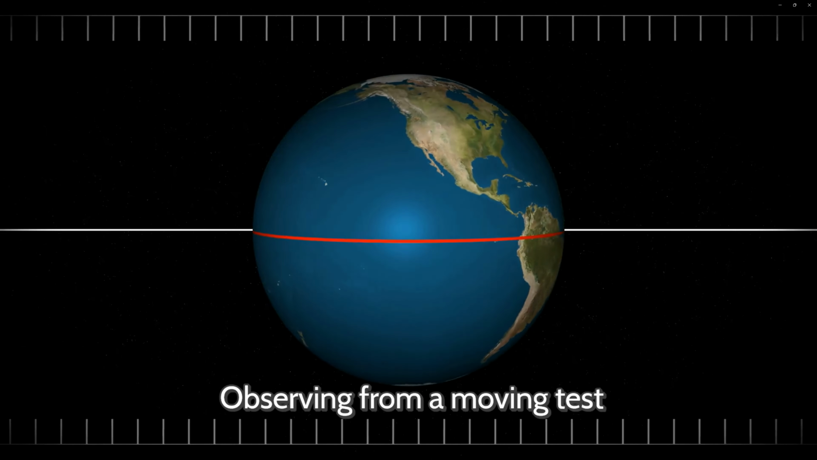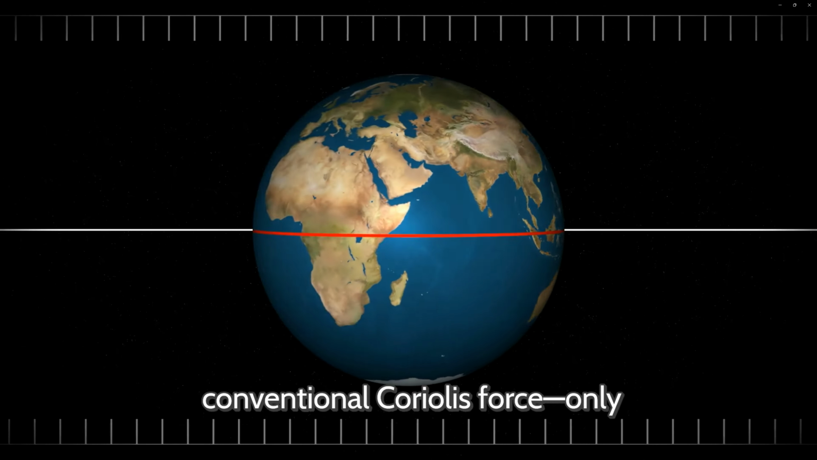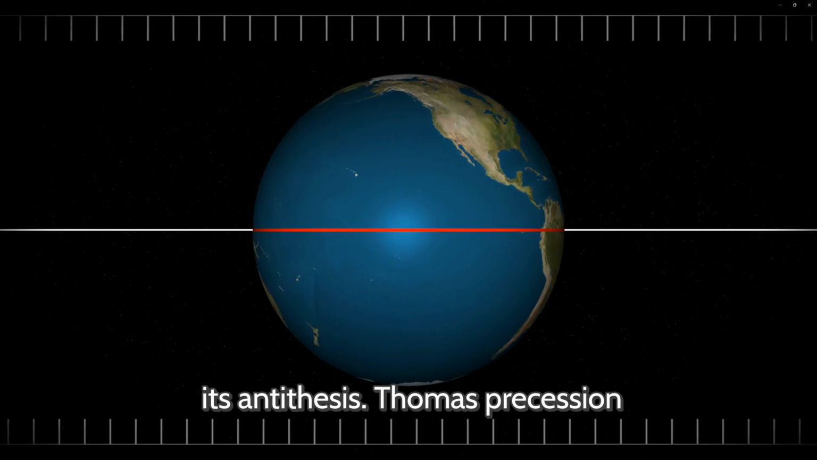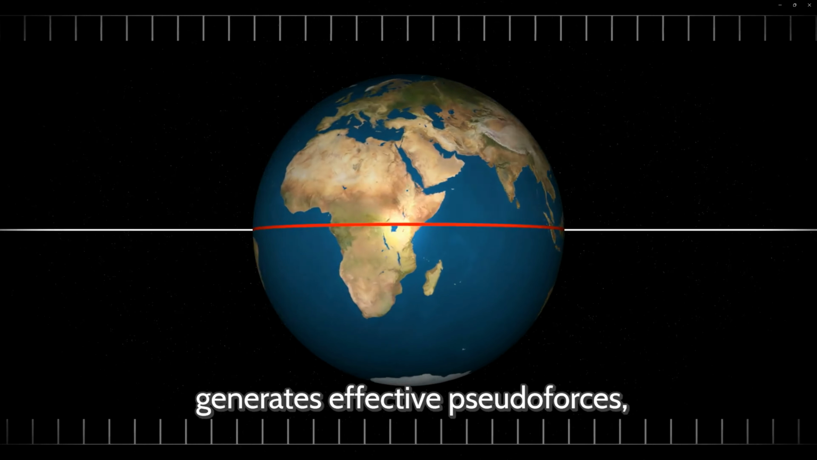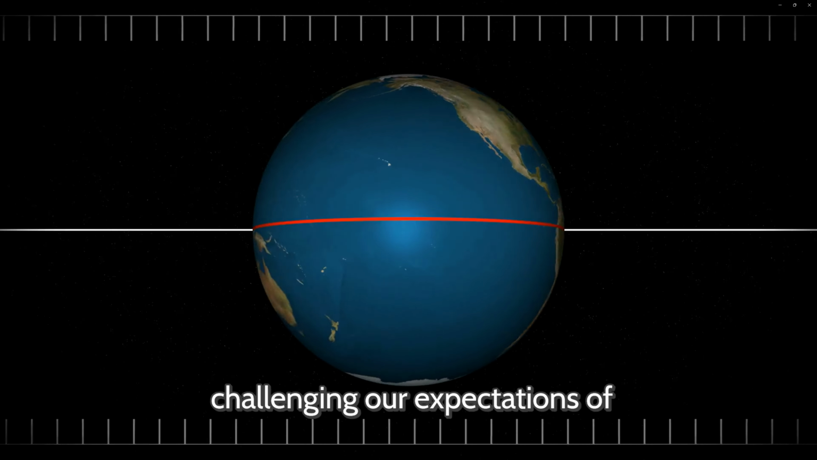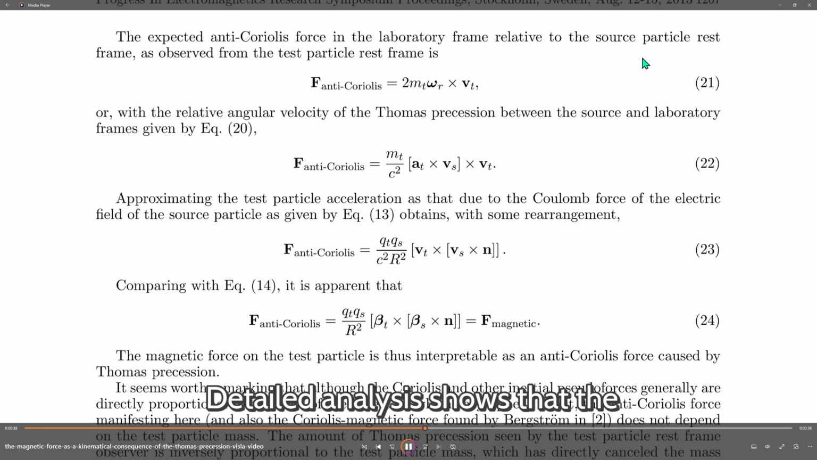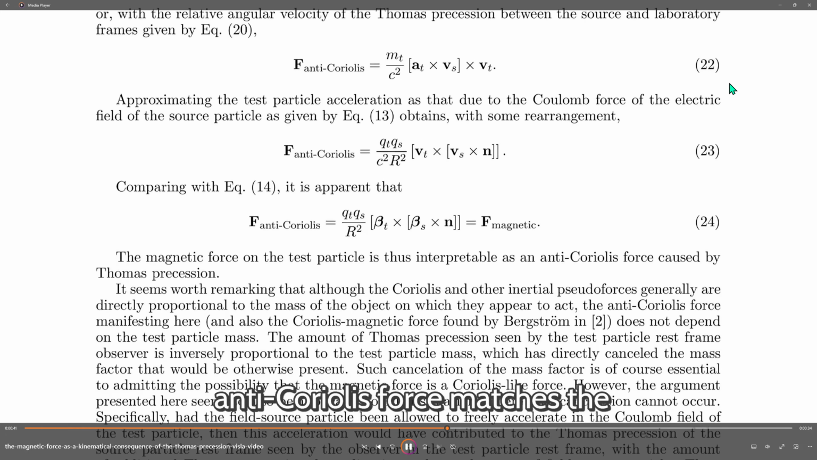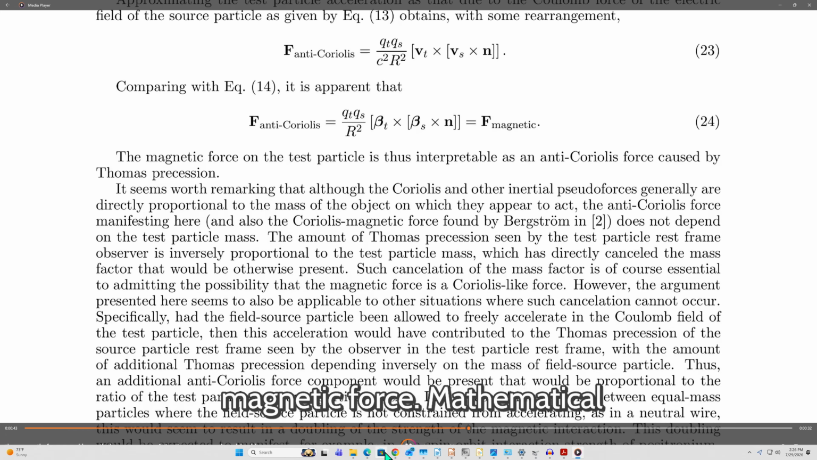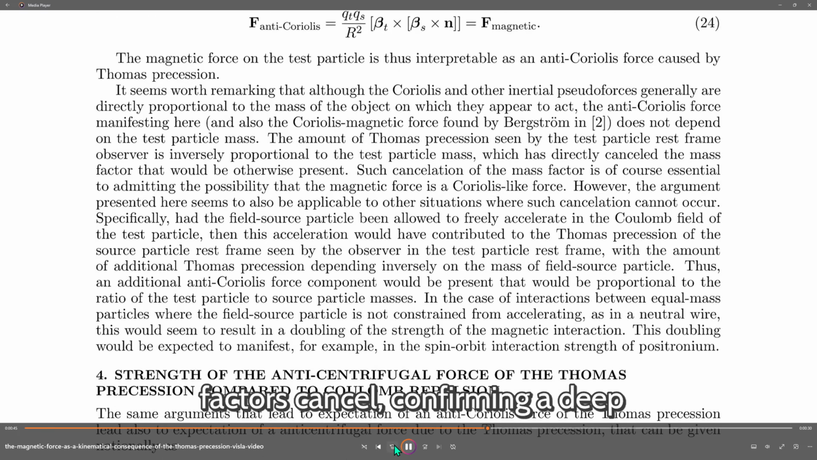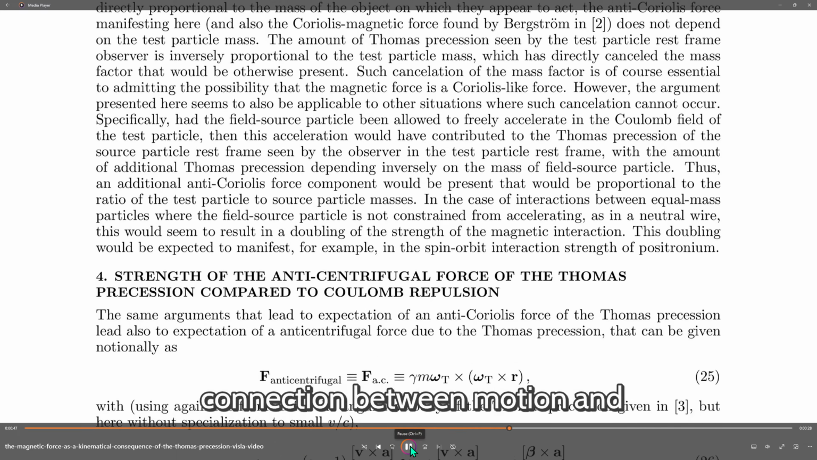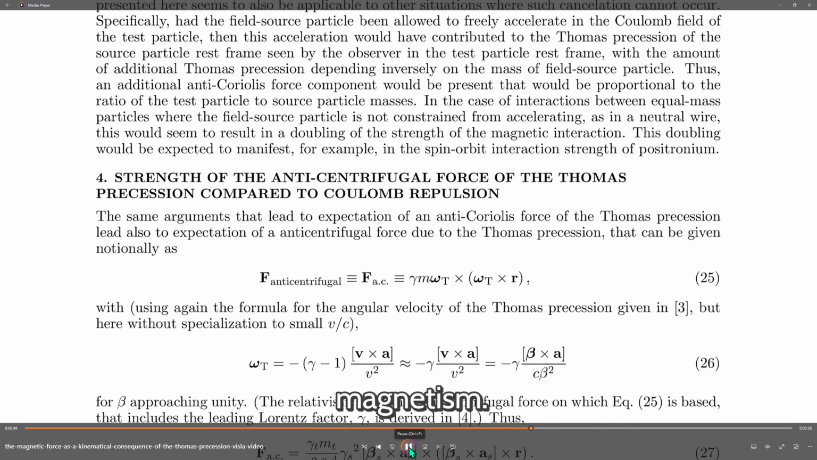Observing from a moving test particle's frame reveals no conventional Coriolis force, only its antithesis. Thomas precession generates effective pseudo-forces, challenging our expectations of inertial frames. Detailed analysis shows that the anti-Coriolis force matches the magnetic force. Mathematical equivalence emerges when mass factors cancel, confirming a deep connection between motion and magnetism.